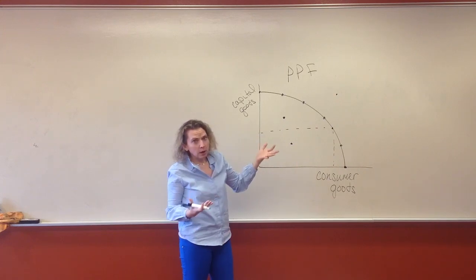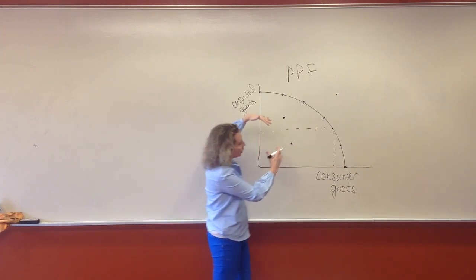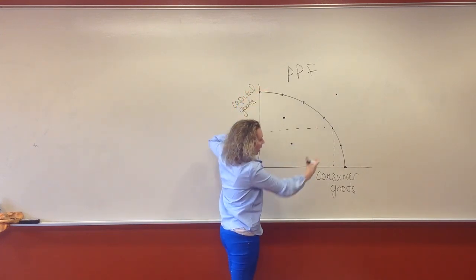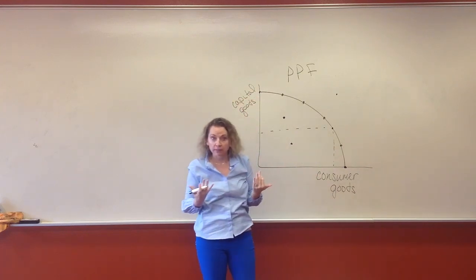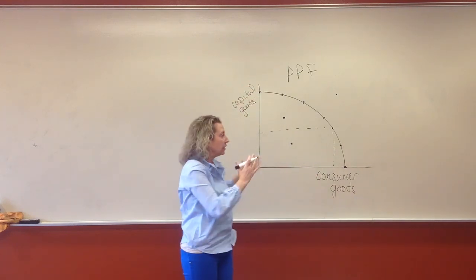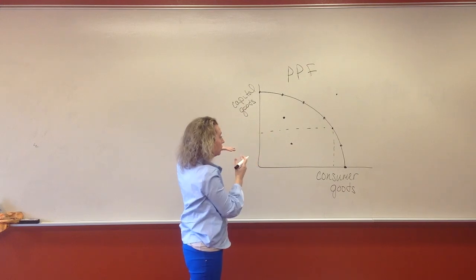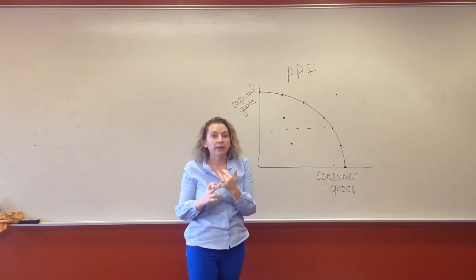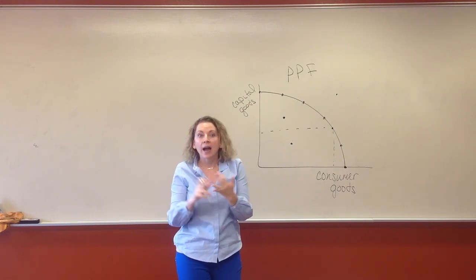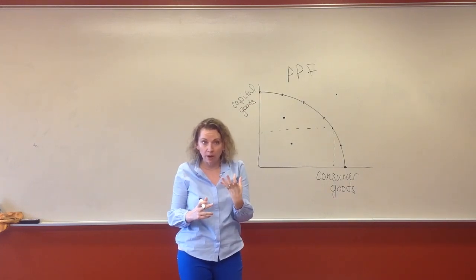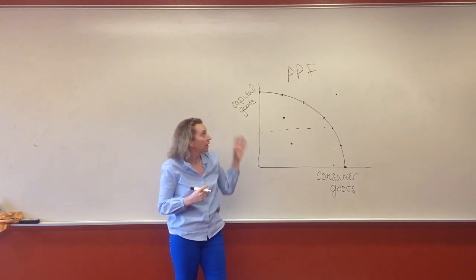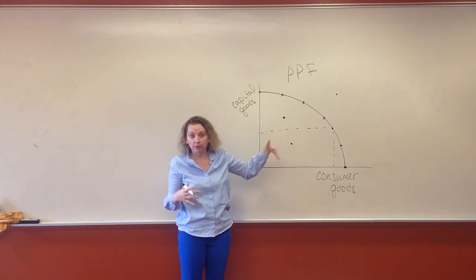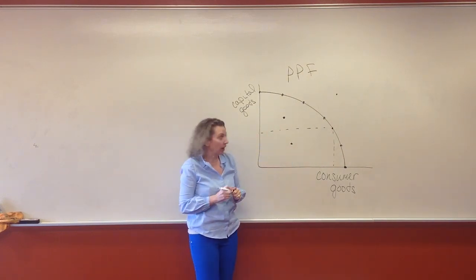Now the shift isn't always equal. It doesn't shift equally on the consumer end and on the capital end all the time. Sometimes we can see it shift more towards the consumer side or more towards the capital side, depending on what kind of resources we're discovering, what kind of technology we've come up with in order to help us increase our productivity or increase production.